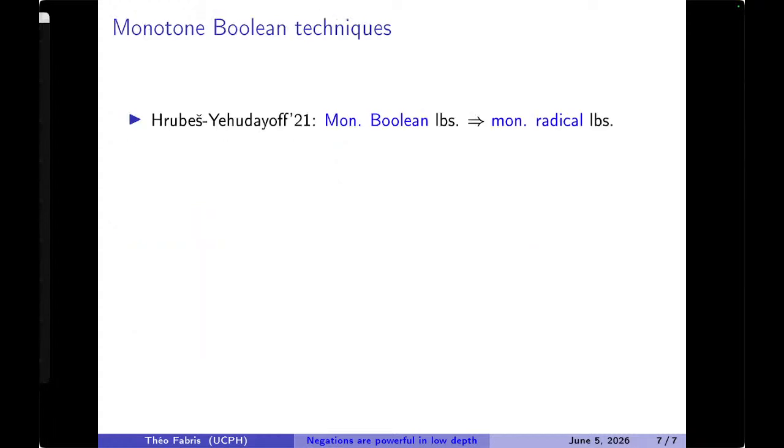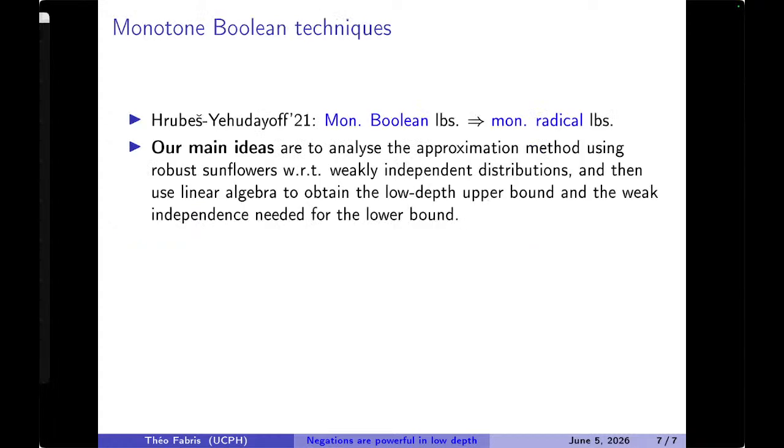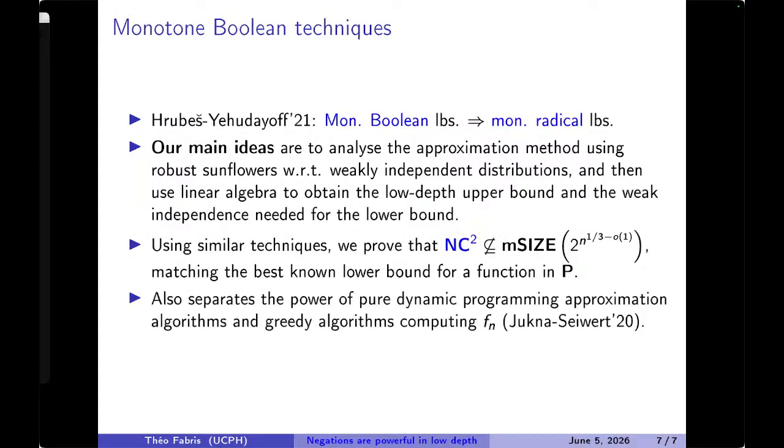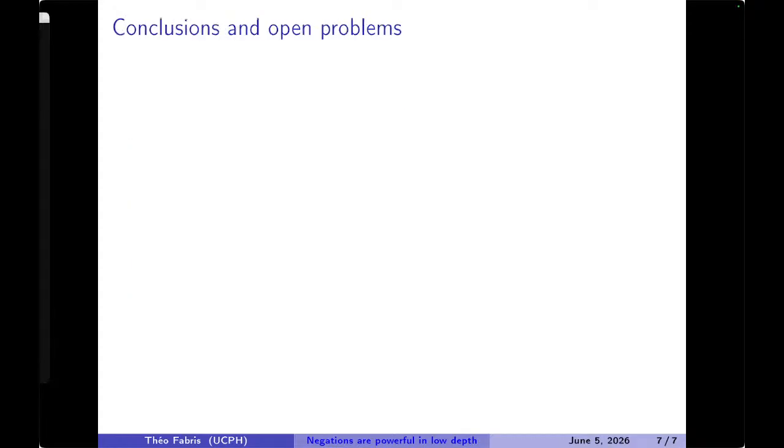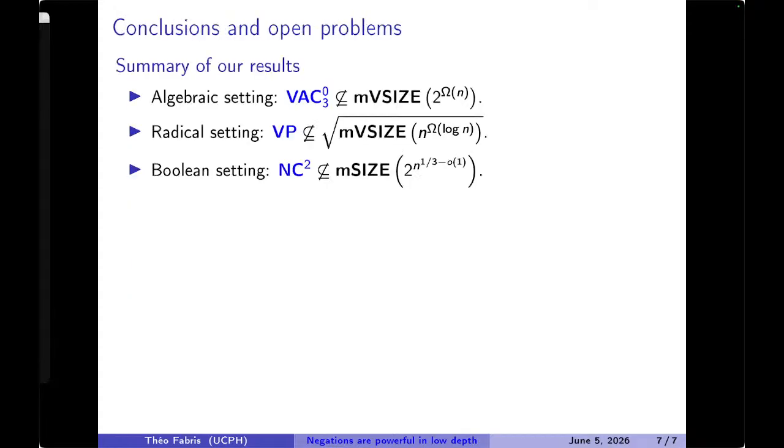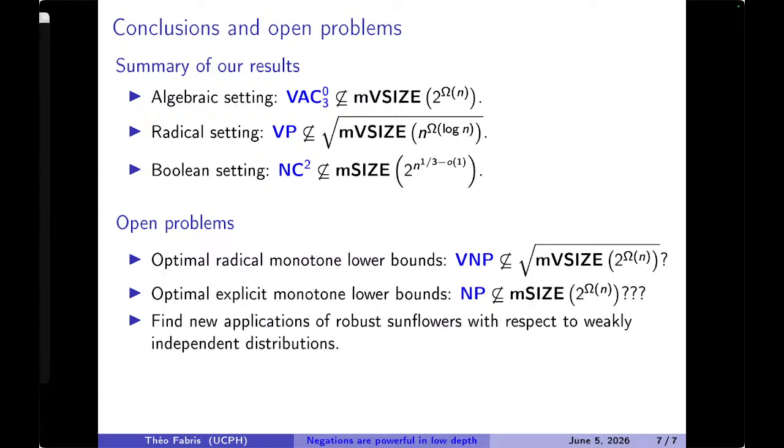The idea is to use monotone Boolean complexity via the reduction that was mentioned in Rubinstein and Yehudayoff. We also use the techniques that we developed to prove the lower bound in the algebraic setting, like that radical separation, to prove stronger separations in the Boolean setting, and also to separate the power of pure dynamic programming approximation algorithms and real algorithms for a certain function. So that's what I want to say for today, and we have some nice open questions. And thank you.